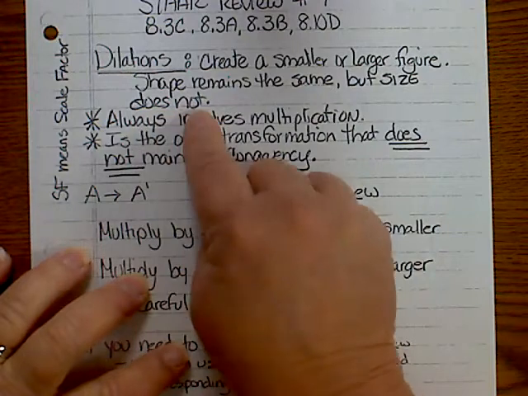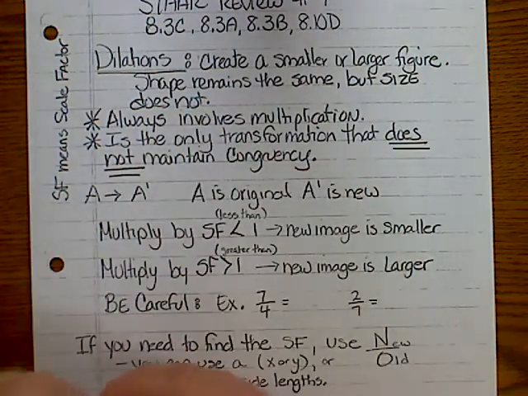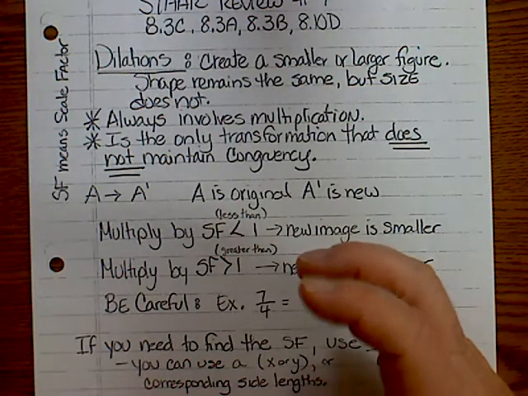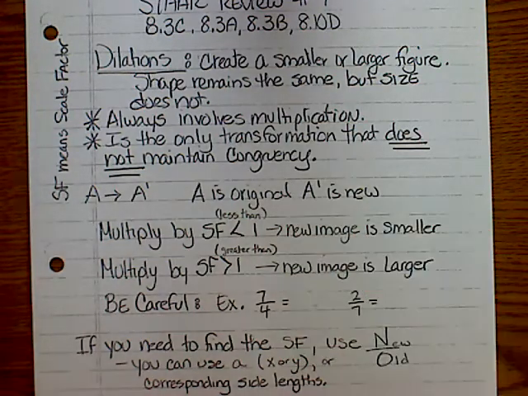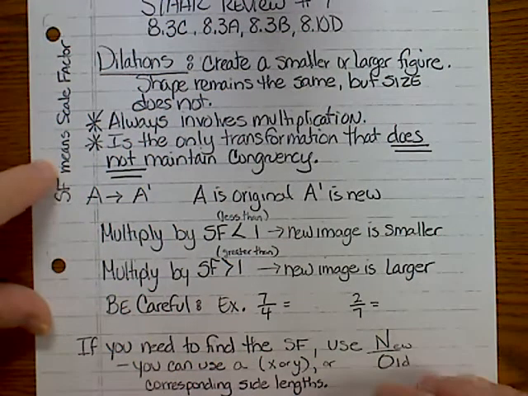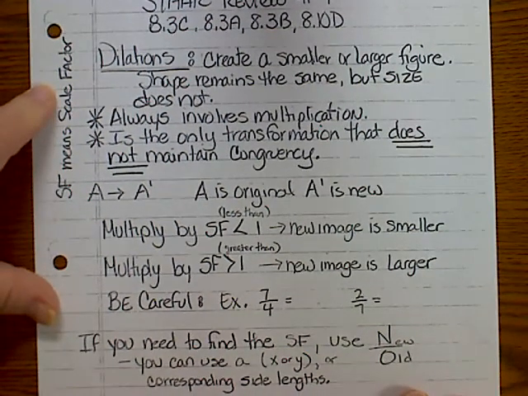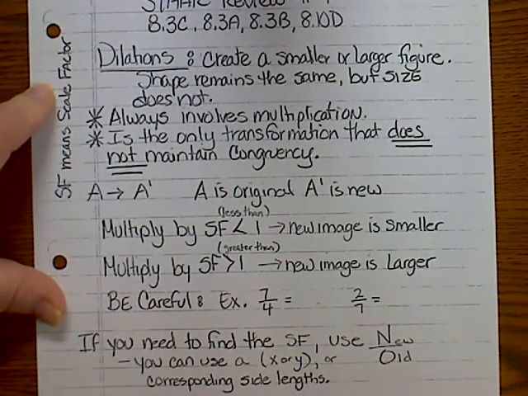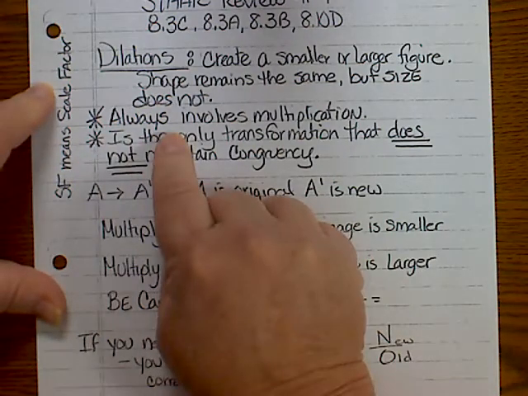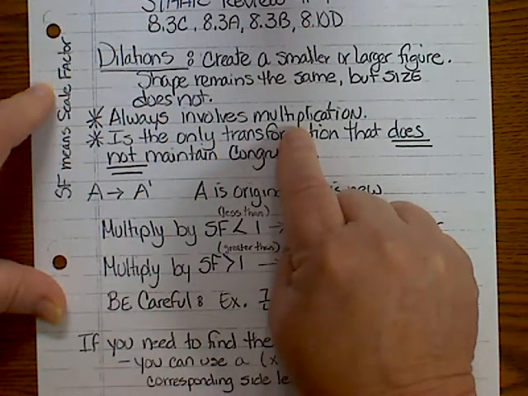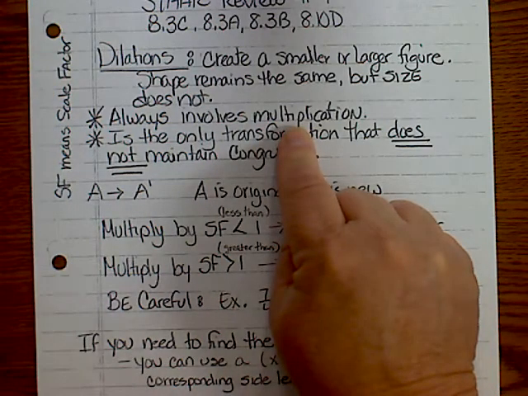But the size does not, because remember the small square and the large square, just because you increase size on a shape, the angle measures are what maintains it, okay? SF refers to scale factor for all purposes that I am doing this. I always write SF, not scale factor. Dilations always involve multiplication, okay? Always.